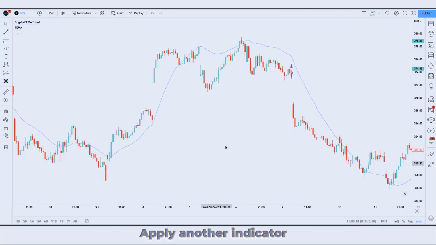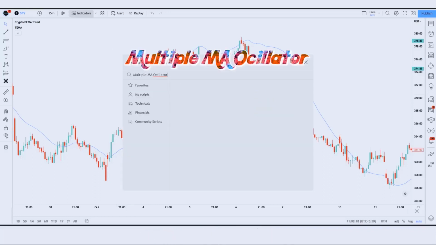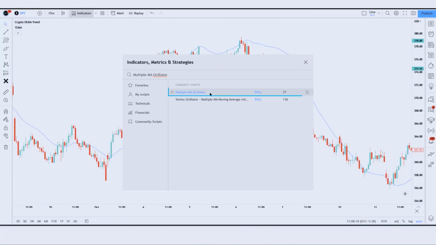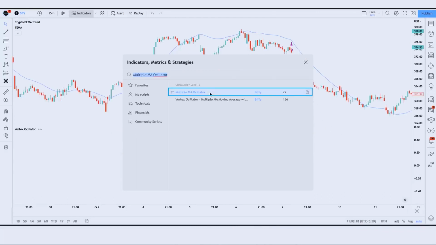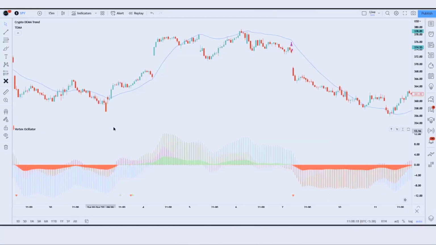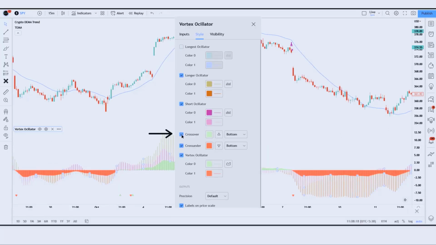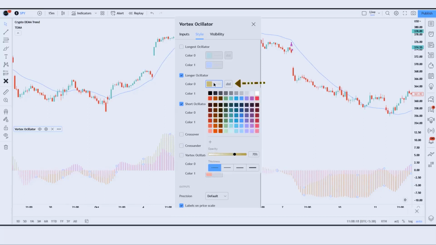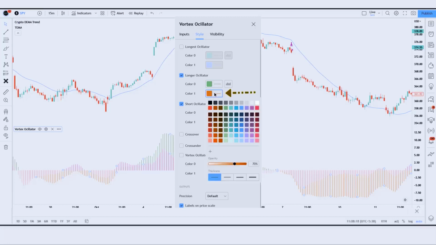After that, we have to apply another indicator on the chart. We will search for the multiple MA oscillator indicator in the search box of TradingView. After that, we have to click on the multiple MA oscillator indicator option, in which we have to change some settings. We have to keep these options hidden. We have to make longer oscillator color 0 green in place of blue. We have to make longer oscillator color 1 red in place of yellow.